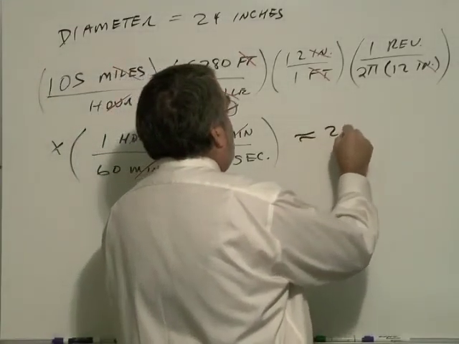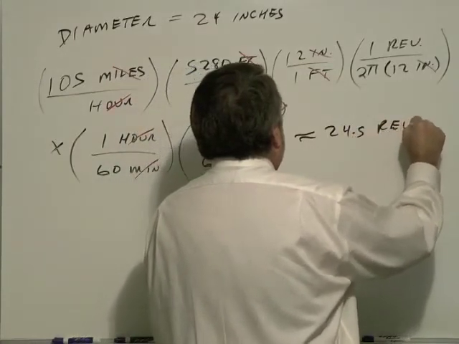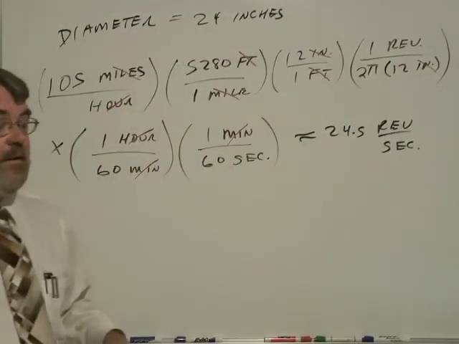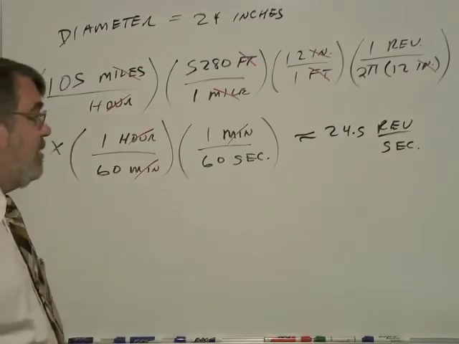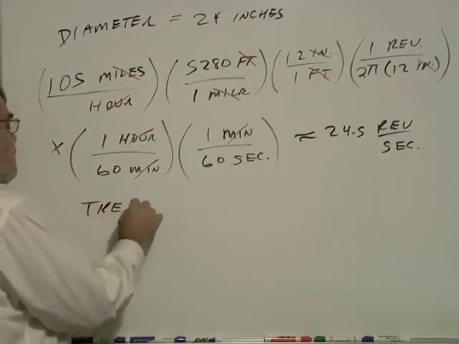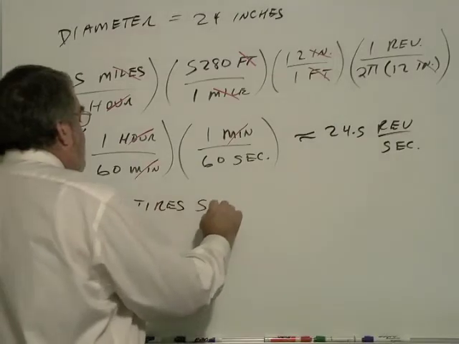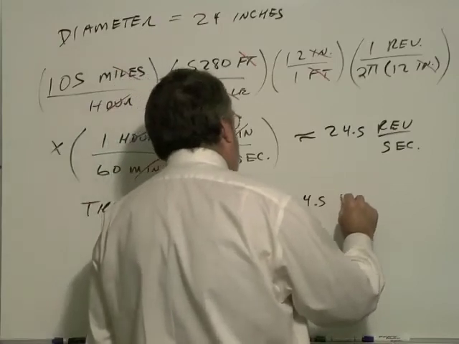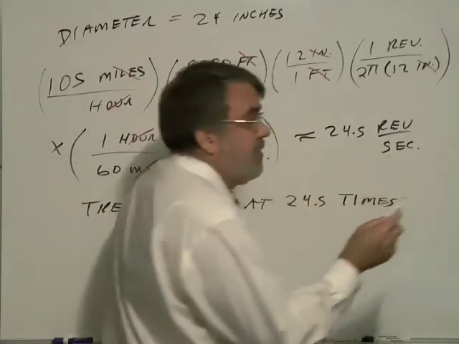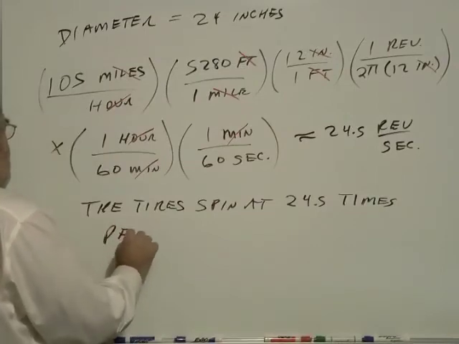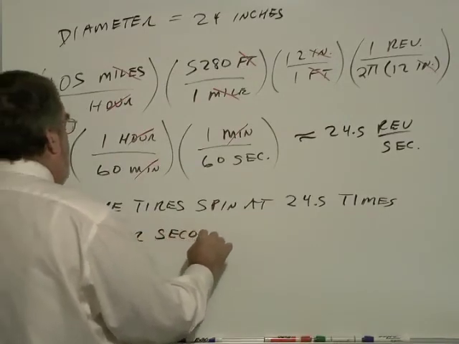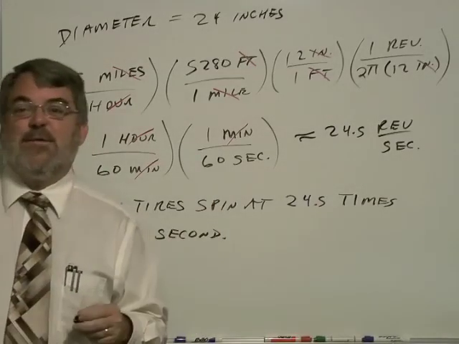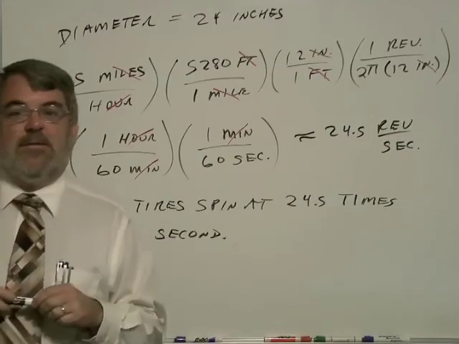So 24.5 revolutions per second. Well, okay, so let's write the answer. Now, if you're my student, I expect you to write sentence answers to word problems. So the tires spin at 24.5 times per second, or revolutions per second. All right, there we go. So that's an example of a linear speed problem. Okay, well, let's do another problem.